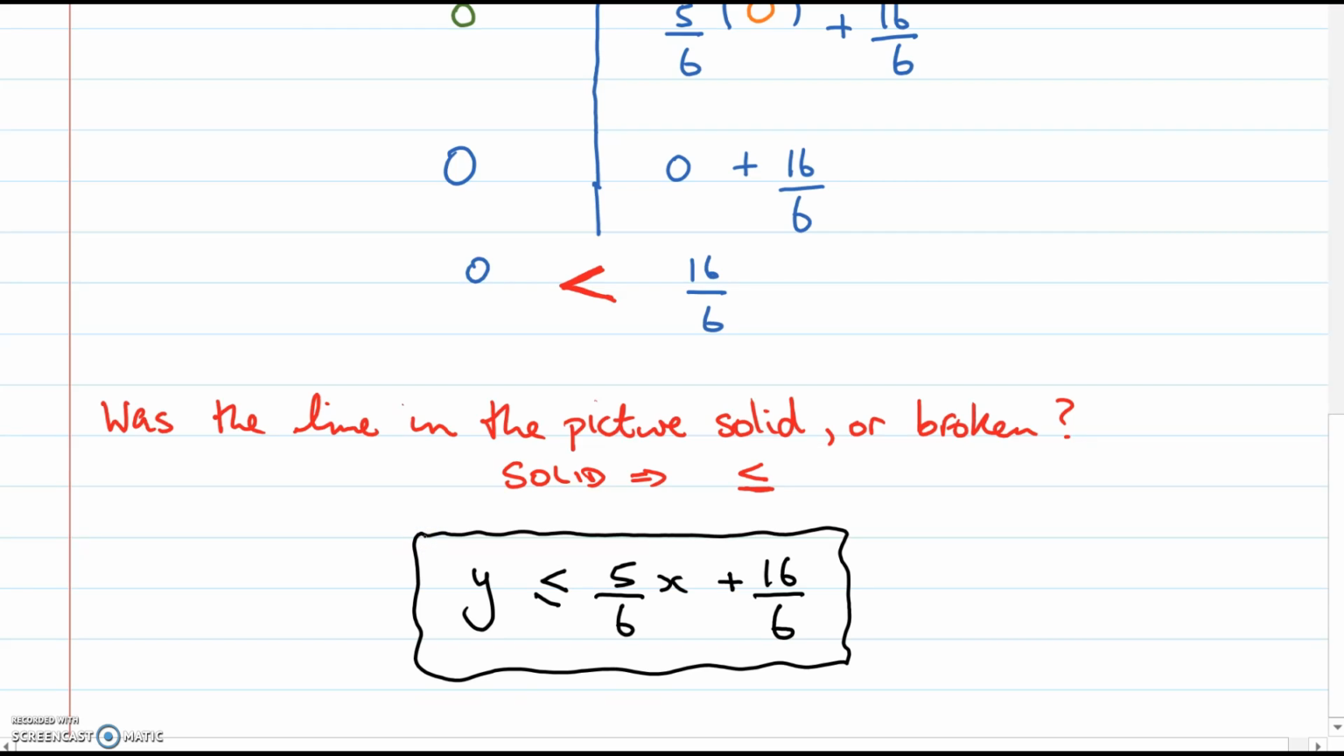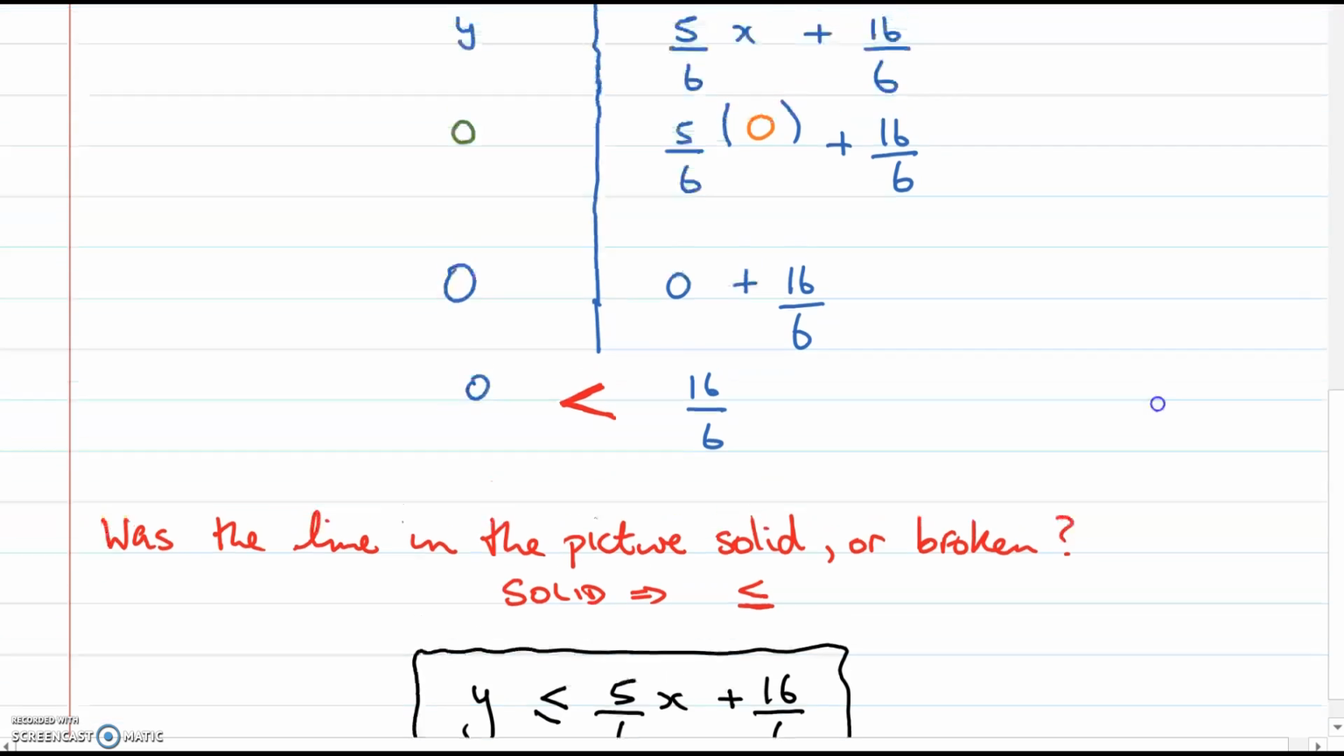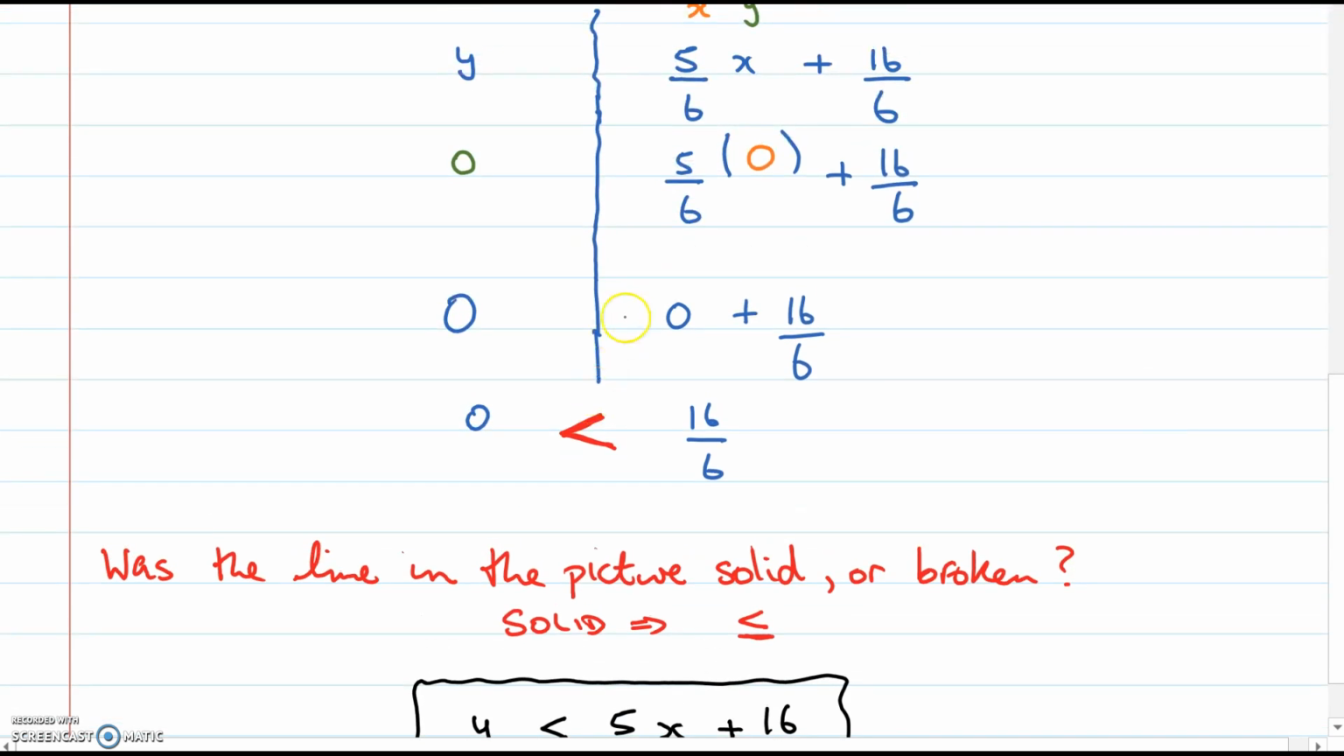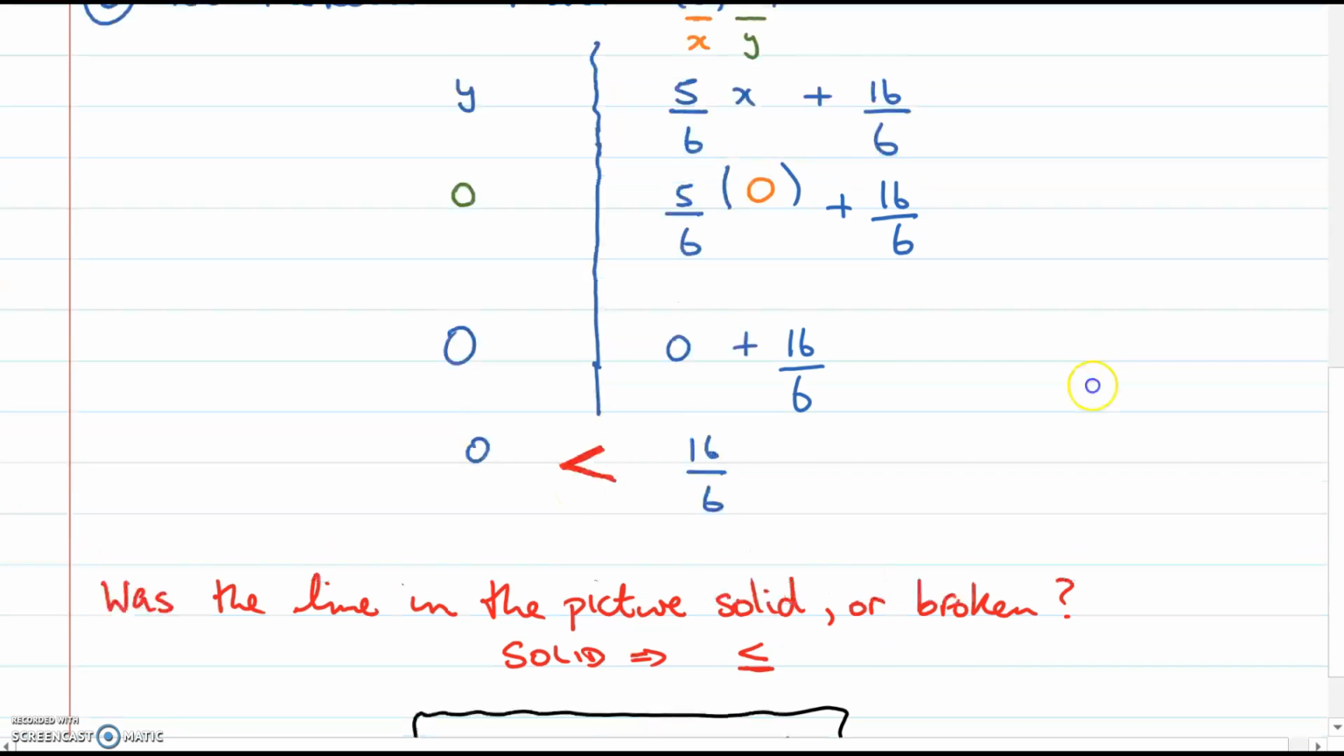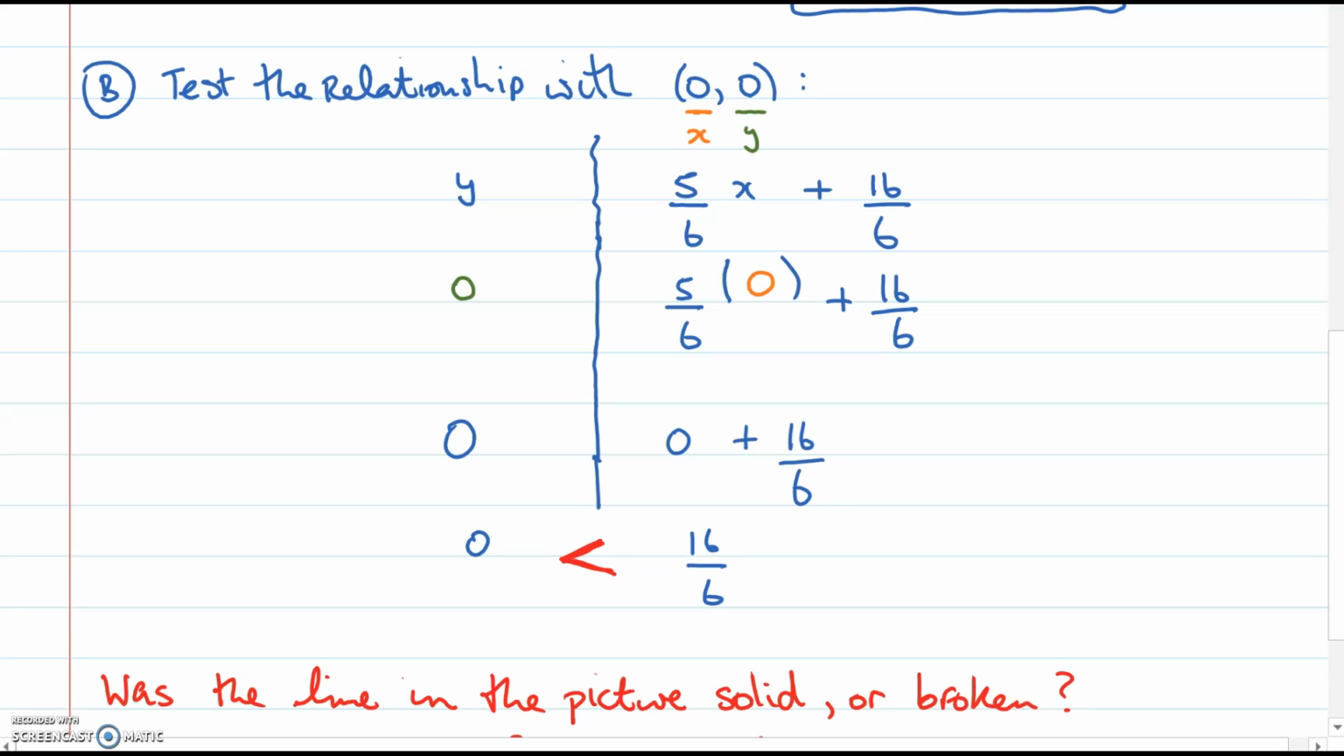Now, if we had found that we had a 0 here and a negative number here, then obviously the arrow would have pointed in the other direction. But you test the relationship with a point that you know is inside the shaded area.